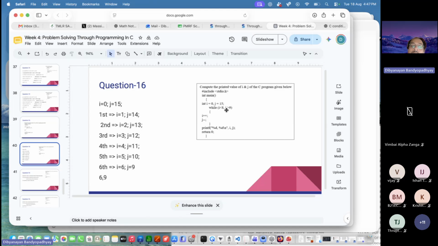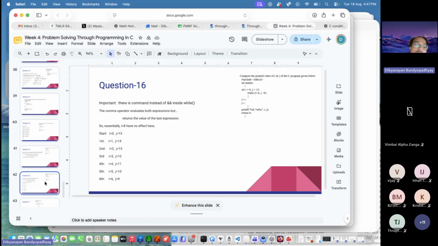Then you go inside and check j, which is now 9. So the loop breaks and the last values of I and j are 6 and 9, because you don't decrement and increment inside the while loop again. So this is how it gets executed. The important thing to remember is that this part doesn't get evaluated: I less than 8. It is less than, actually. So it doesn't get evaluated. Only j greater than 9 will get evaluated.